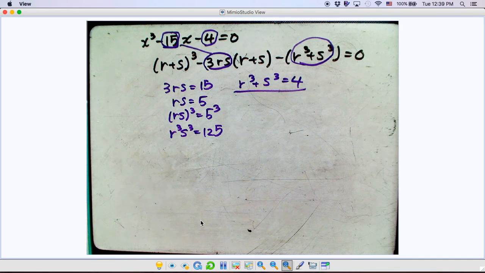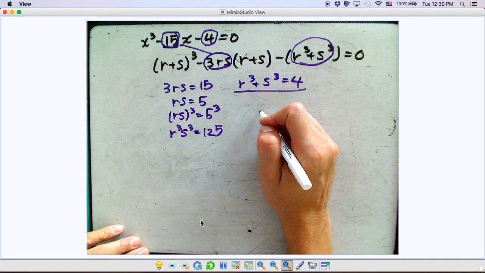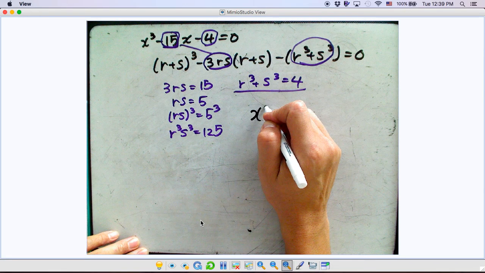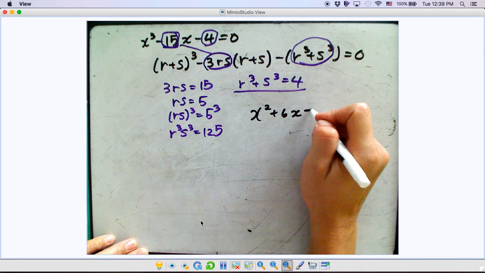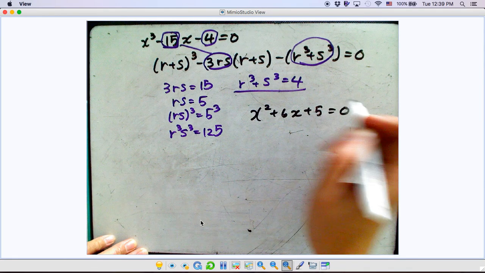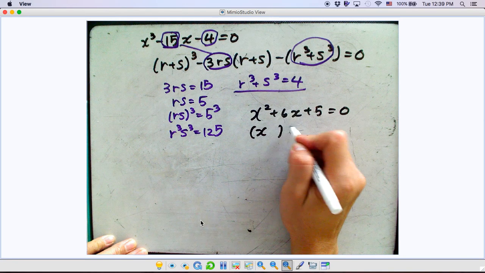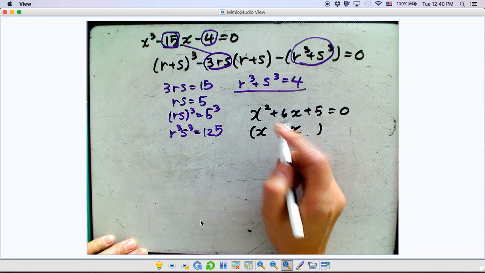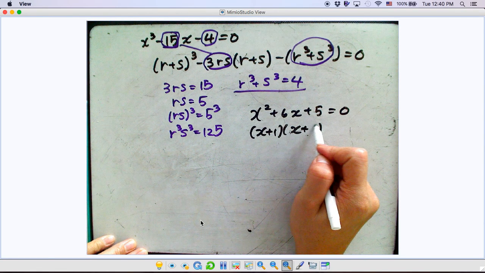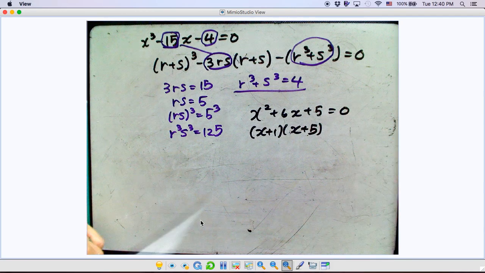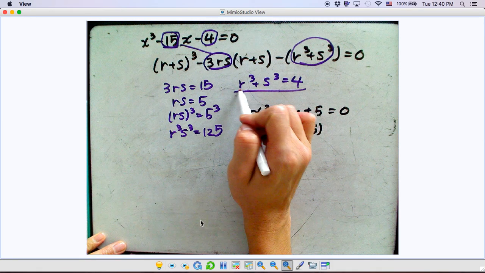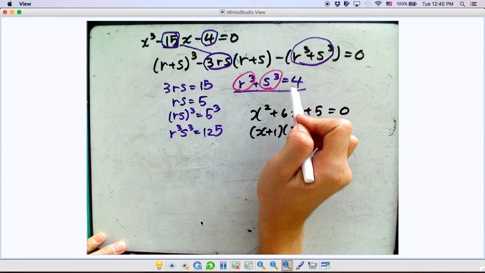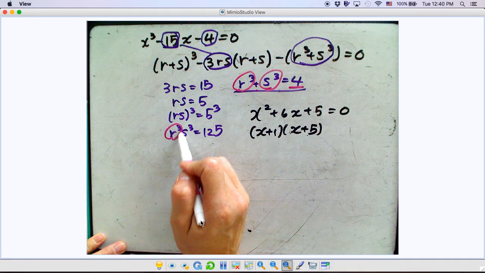But I want you to realize that from Algebra 1, when we have x to the second power plus 6x plus 5 equals 0, we can factor it by looking for two numbers that add up to 6 and multiply to 5, which are 1 and 5. That's how we factor simple quadratic equations. We have a very similar structure here: some number plus some number equals 4, and that number times the other number equals 125.